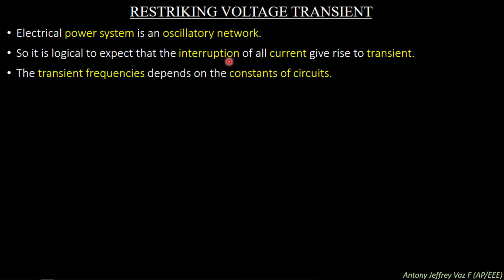The transient frequencies depend on the constants of the circuit. In a power system, we know the devices are connected in it. These devices have inbuilt resistance, capacitance and inductance. These resistance, capacitance and inductance are known as the constants of a circuit. These overall parameters in the power system produce transient frequencies when interrupting a power system using a circuit breaker.